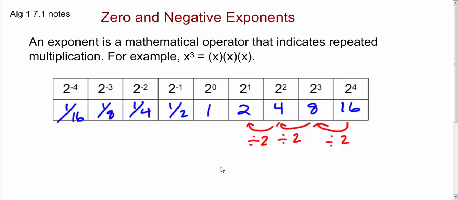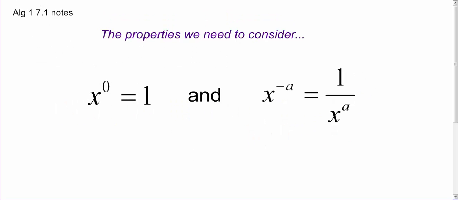You might take a minute and look at how numbers like, say, 2 to the negative 2 and 2 to the positive 2 compare. You could do the same thing with 2 to the negative 3 or positive 3. Lots of patterns for you to pick up on and consider.